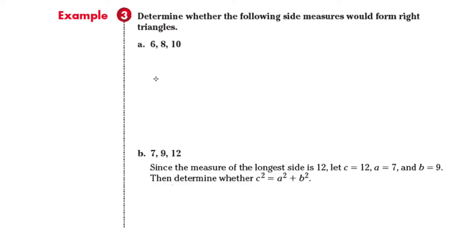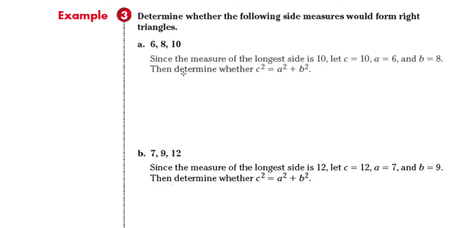6, 8, and 10. We know that the longest side is always your hypotenuse. So 10 would be our c. Since the measure of the longest side is 10, c is equal to 10. And we know that our shortest side is always our b, and the longer of the two legs will be our a. So we have a is equal to 6 and b is equal to 8. Determine whether c squared is equal to a squared plus b squared.